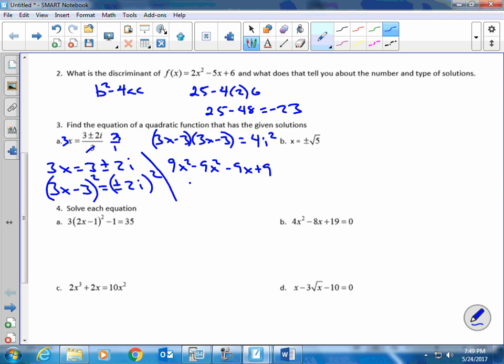Now we have 9x squared minus 18x plus 9 equals, i squared is a negative 1, right? So this becomes a negative 4. Let's just skip a step. And a negative 4 moved to the other side gives me a positive 4, which is 13, and that equals my equation. All right.